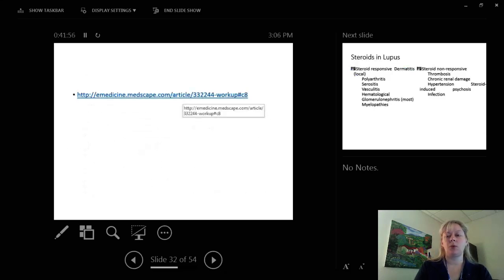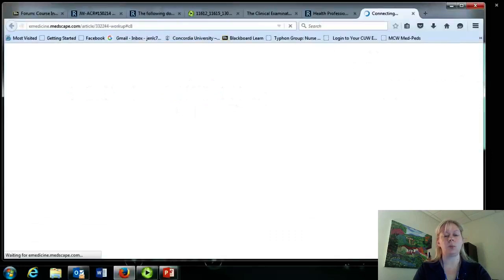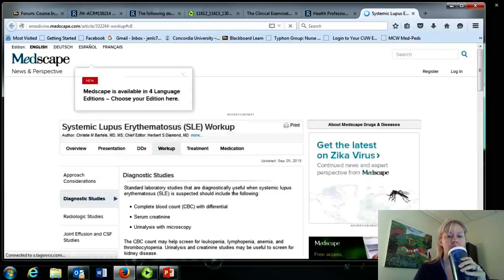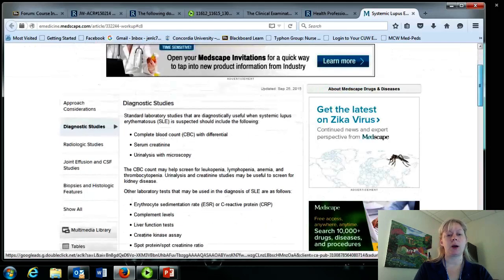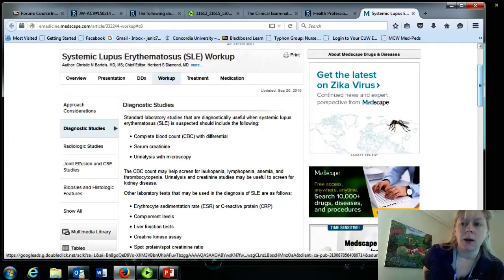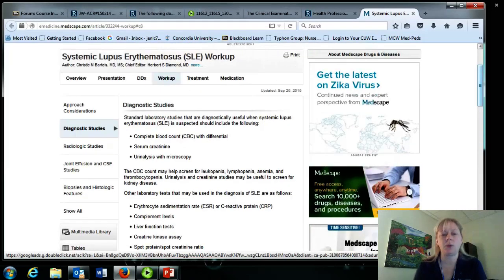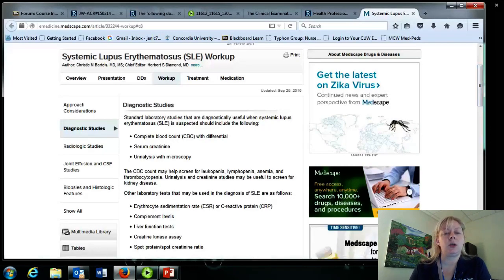Okay, so I'm going to go to an article here about lupus. All right, so you should read this as part of your assignment for this week. It goes through the overview, the presentation, differential diagnosis, but the workup is basically the same as a rheumatological workup for rheumatoid arthritis, because this is all autoimmune.